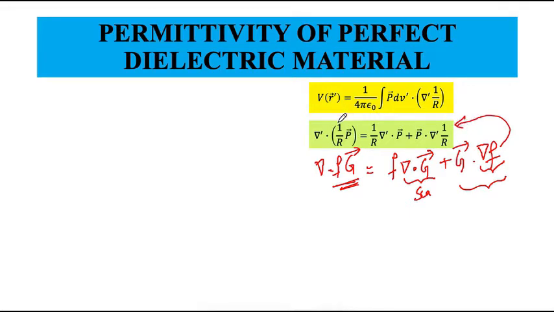Okay, so it will be 1 by r del dot p vector plus p vector dot del 1 by r. Now if you look at the second term, this is precisely the term that is sitting inside this volume integral. dv dash is just a scalar that can be taken out without any change in this expression, right?